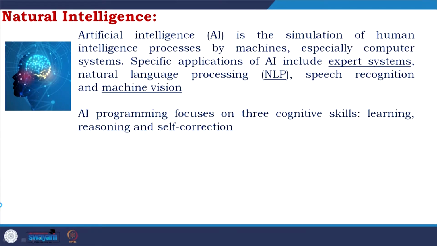To start with, before going to supersecondary structures, I want to remind you about something which people are forgetting when we are in artificial intelligence. What is artificial intelligence? We all know it is the simulation of human intelligence processes by machines, especially computer systems. Specific application of AI include expert system, natural language processing, speech recognition and machine learning. AI programming focuses on three cognitive skills: learning, reasoning and self correction.